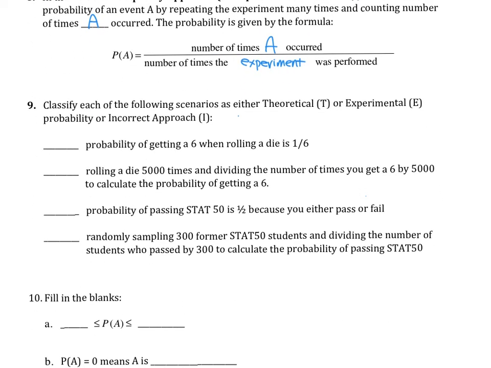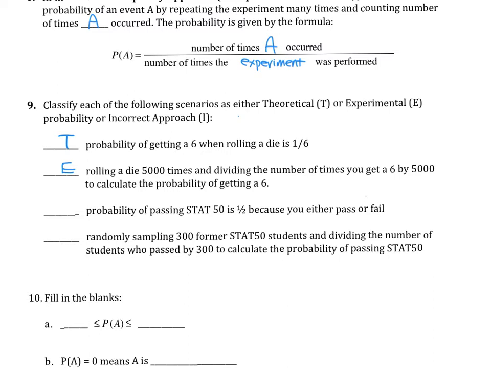All right, let's look at a few questions here. Let's do it together. It says, identify if it's theoretical or experimental. It's not that important a concept that they're different, but just look at it. Probability of getting a 6 when rolling a die is 1/6. That's theoretical, because there's 6 possible outcomes, and getting 6 is only one outcome out of those 6. Number 2, rolling a die 5,000 times and dividing the number of times you get 6. So here they're repeating the experiment a bunch of times, and they're trying to count how many times you get 6. So that looks like experimental.